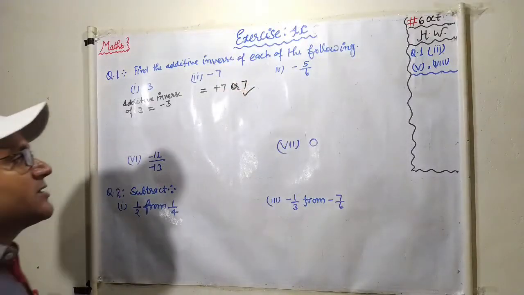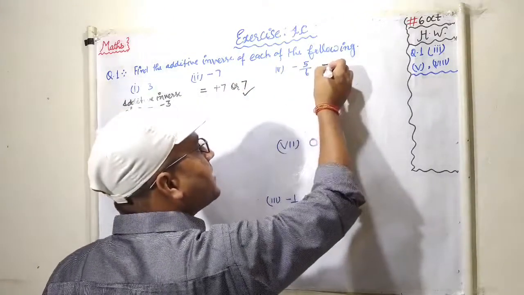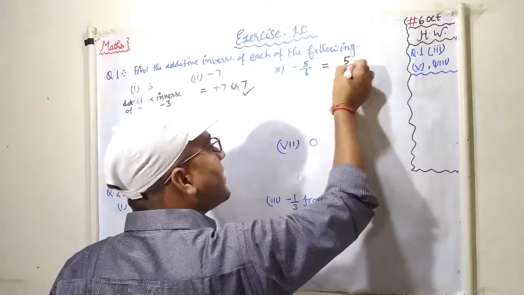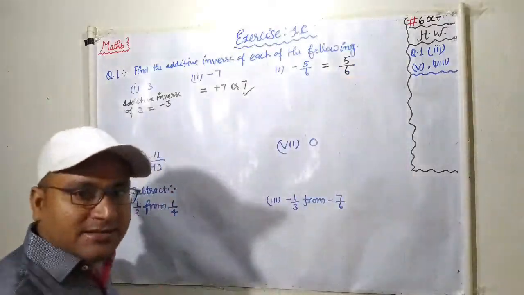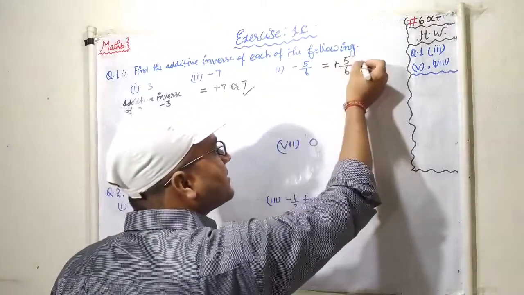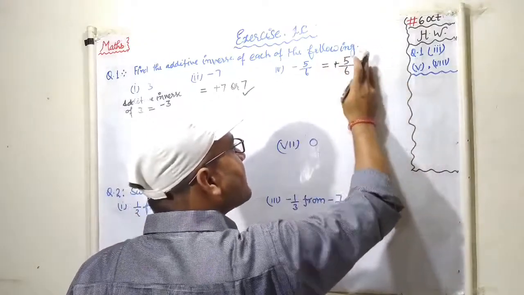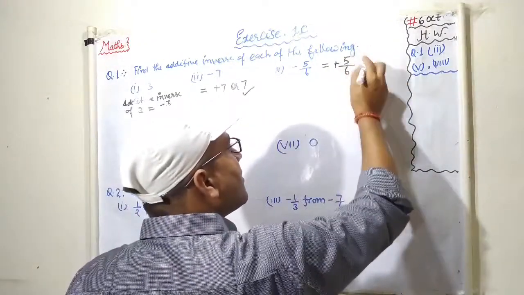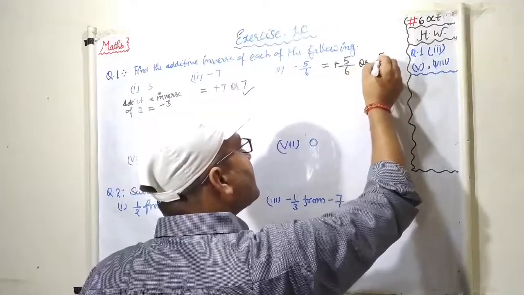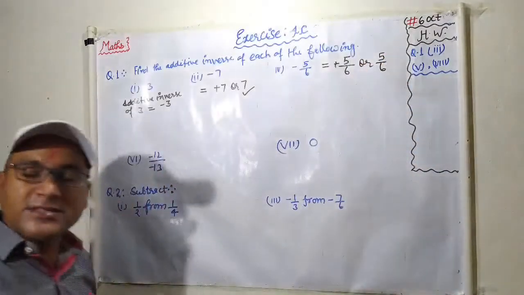Okay, what is the additive inverse of minus 5 by 6? That is a plus 5 by 6. No need to write that plus. If you write this plus, then it is the same, or 5 by 6. If there is no sign, it means that it is a plus.